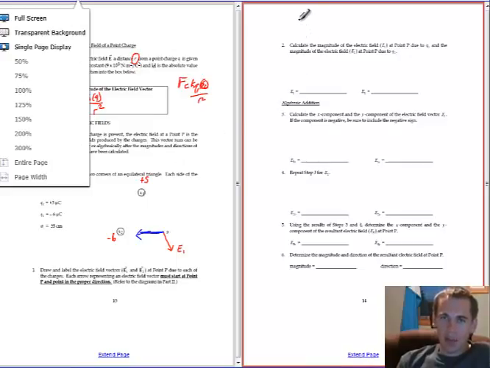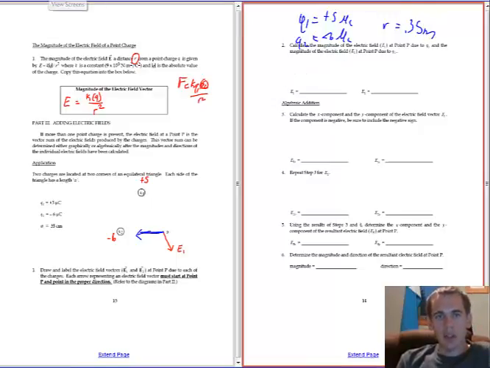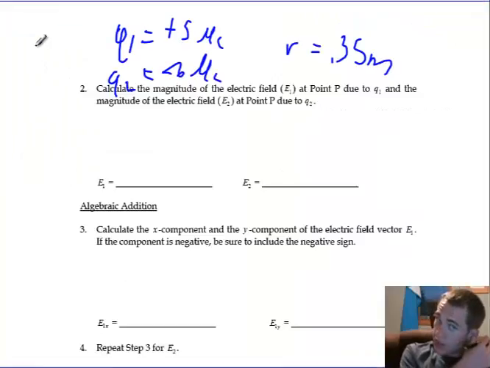We need a couple numbers, right? We know that Q1 is equal to plus 5 microcoulombs. We know that Q2 is equal to negative 6 microcoulombs, and we know the distance between any of them is 0.35 meters because it said 35 centimeters. All right, so now let me go back to one page and let's do some math.